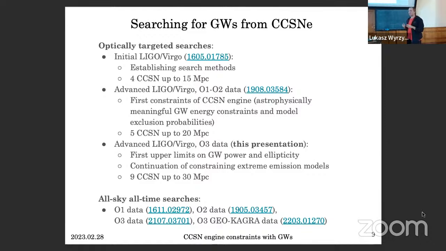With the initial LIGO-Virgo data, so data up to 2016, we established the search methods, and at that time we chose four core-collapse supernovae up to 15 megaparsecs. In the advanced detector era, with O2 data, which is 2017 to 2018, we were able for the first time to constrain the core-collapse supernova engine. We chose five core-collapse supernovae up to 20 megaparsecs. So in this search, for the first time, we were able to constrain the models that drive the explosion, thanks to the gravitational wave data.